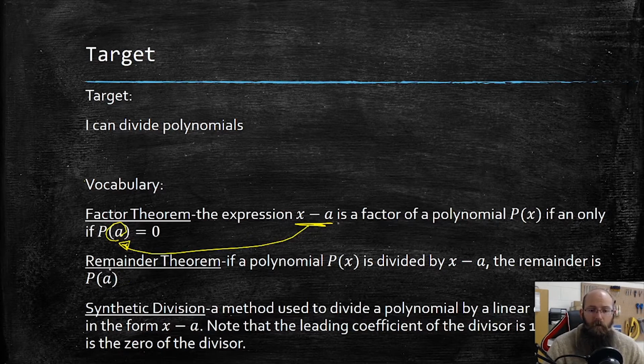The other one here is the remainder theorem, and that means that if we have our function, we divide by x minus a, the remainder is going to be whatever it is if we just plugged a right into the polynomial. If we just plugged a right in, that's what's going to be our remainder, which is kind of cute.